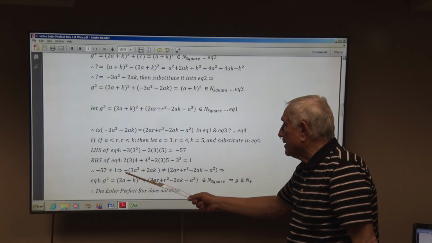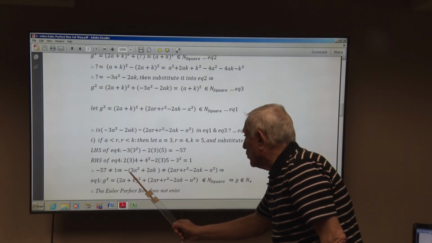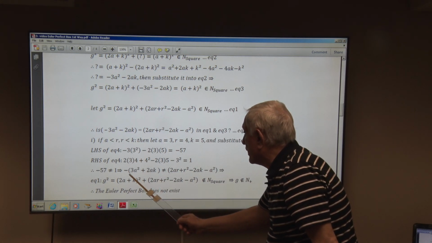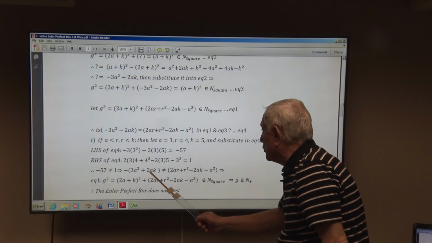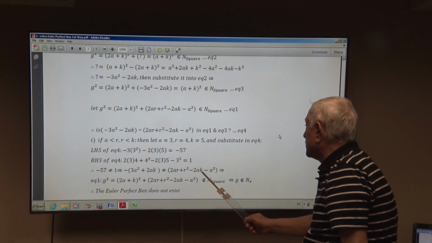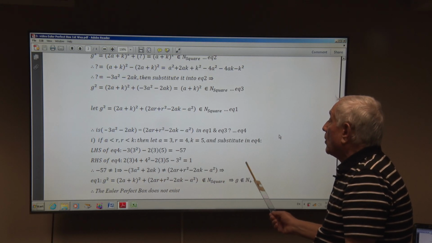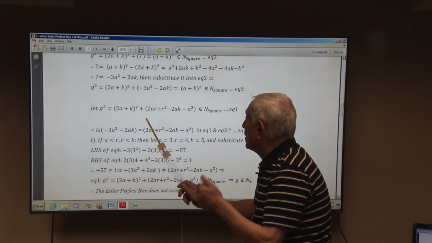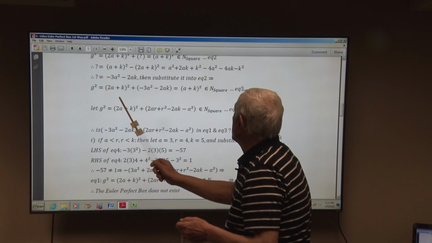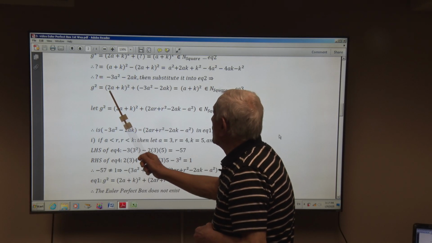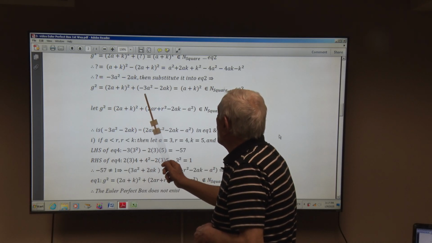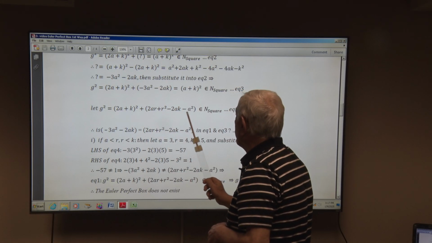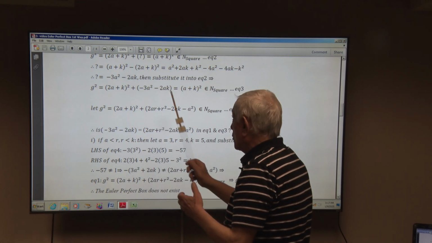This implies that this value, negative, I took a negative outside here, negative 3a squared plus 2ak, is not equal to this value. Okay, G becomes a square only if we find that these are equal. But this one is not equal to that. This one is not equal to that.